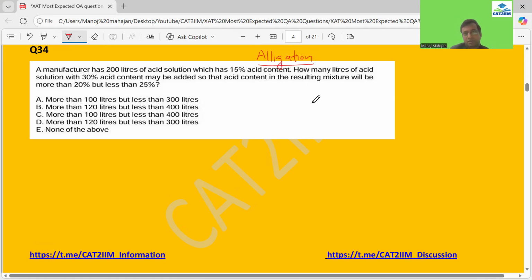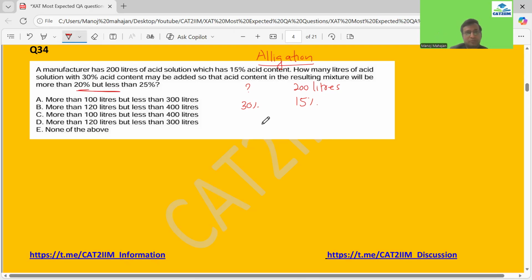So what is given to us is one scenario, 15%, and we have 200 liters of it. So the question is how many liters of the acid solution with 30% may be added so that the acid content in the resulting mixture will be in the range they are talking about. Okay, so more than 20, less than 25. So no issues. You can again do it. If there was a fixed value also, you could have figured it out.